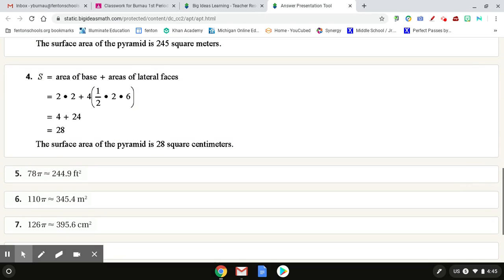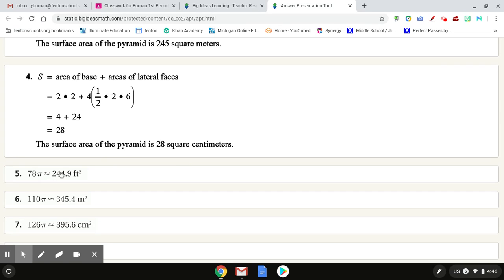Number four, area of the base, it's a square, it's 2 by 2, and there are 4 lateral faces. So really you just have to take the area of one of those triangles and times it by 4. Remember to take the sum, and you would have 28 square centimeters.